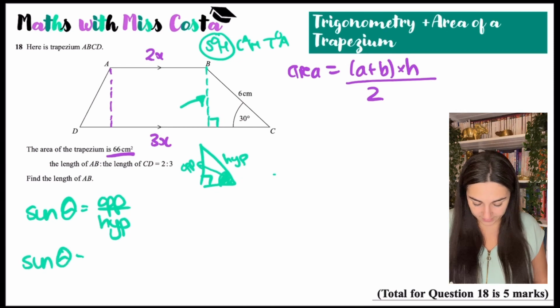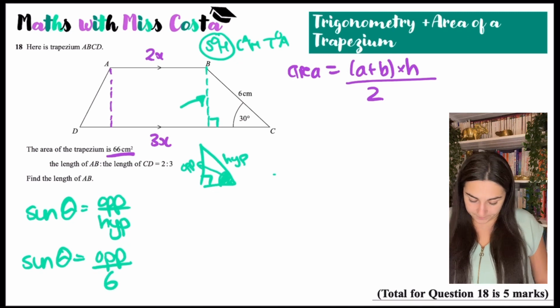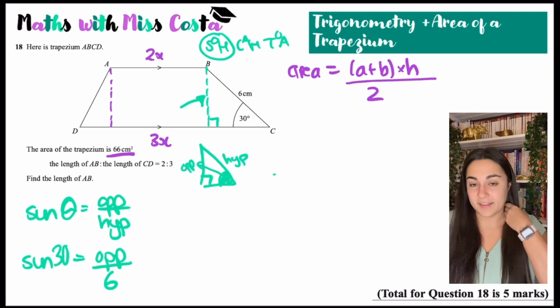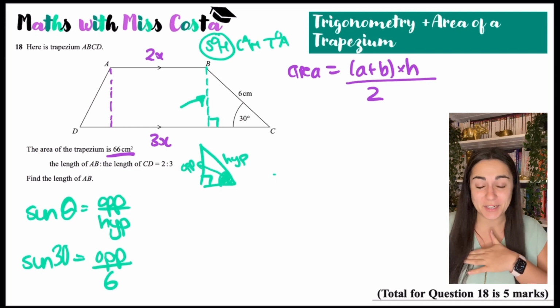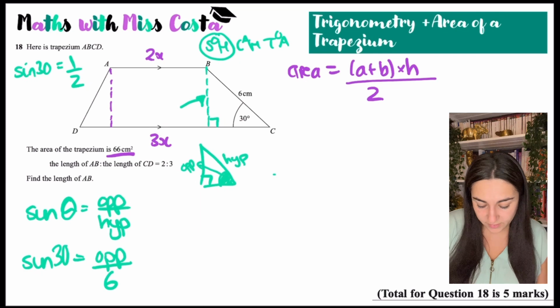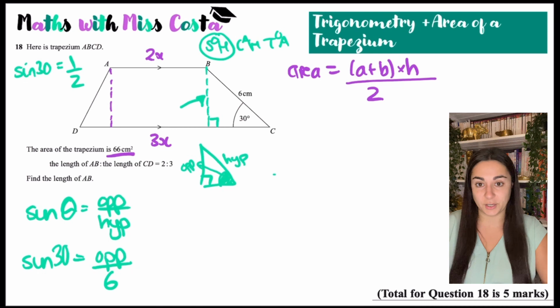So I'd say sine theta equals opposite, which is what I'm trying to find out. So let's keep it as opposite for now, over the hypotenuse, and the hypotenuse is 6. Sorry, I was supposed to write in 30 there. Okay, so sine 30 equals opposite over 6. Now this is where you're expected to know your exact value, so you should know that sine 30 is a half. Don't worry if you don't, they're just things that you can memorize, or there are ways that you can learn them, but just for the sake of this, let's assume you know them.